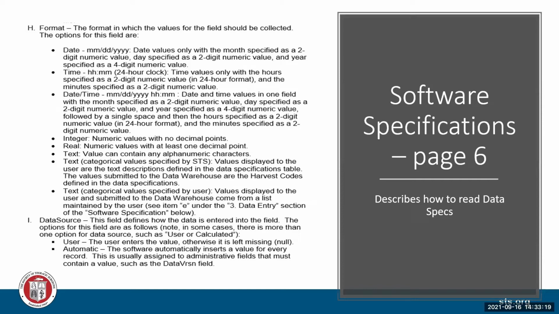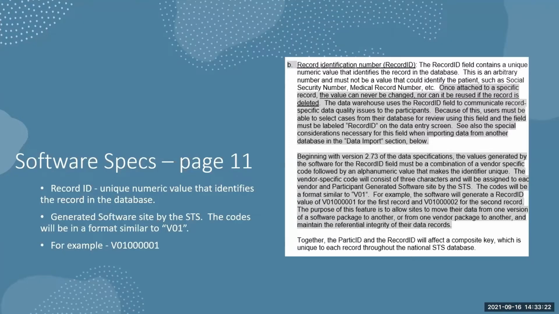On page 11 of the software specs, we have the record ID, which is a unique numeric value that identifies the record in the database. This is a number generated by STS, and it starts with a V01, for example, V01000. It kind of looks like that. It's not something that you can change. It follows this record throughout eternity. I should say this is the record ID, the unique number for that record in the particular database.